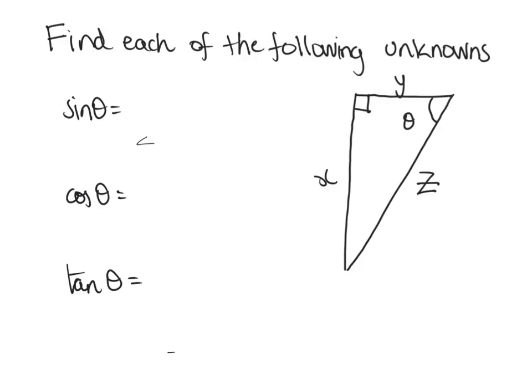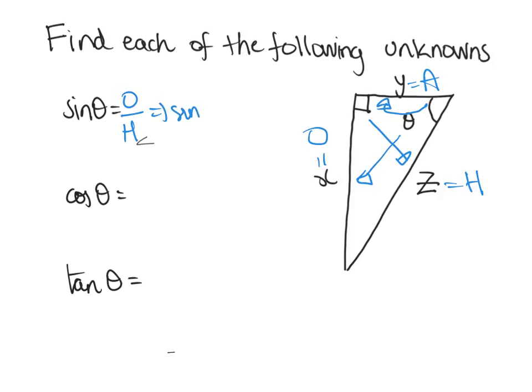Well, what happens if we have letters here instead of numbers? Well, the same thing still applies. Which side is which? Straight across from our reference angle is the opposite side. Right next to our reference angle is the adjacent, and straight across from the right angle is the hypotenuse. Now sine is the opposite divided by the hypotenuse, which means that sine of theta is equal to x divided by z, because the opposite side is x and the hypotenuse is z.